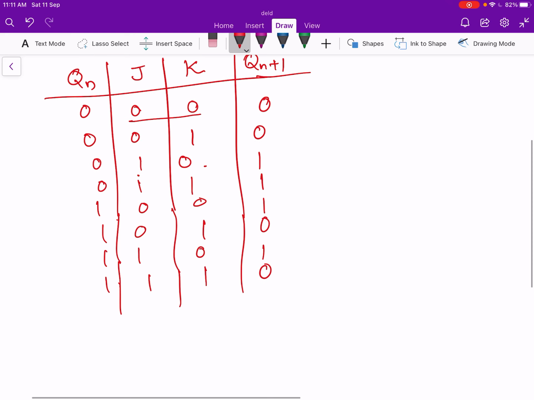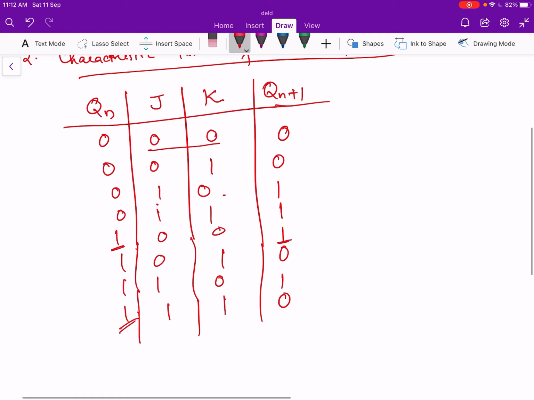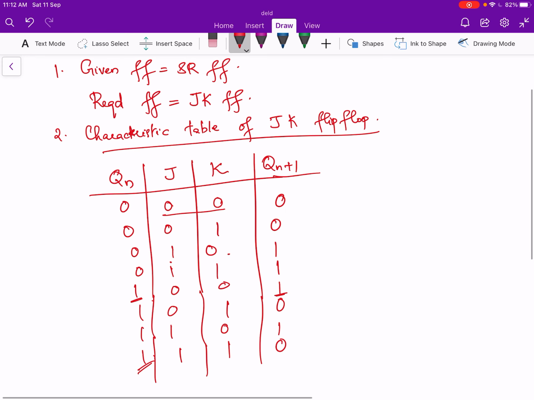And the next case is again 0, 0, so it is the memory. So Qn plus 1 will be again equal to Qn. So Qn is 1, so Qn plus 1 is 1 here. Next 0, 1, it is 0, 1, 0, 1 and 1, 1 again toggle. So here Qn is 1, so now Qn plus 1 will be equal to 0. This is the characteristic table of JK flip-flop.